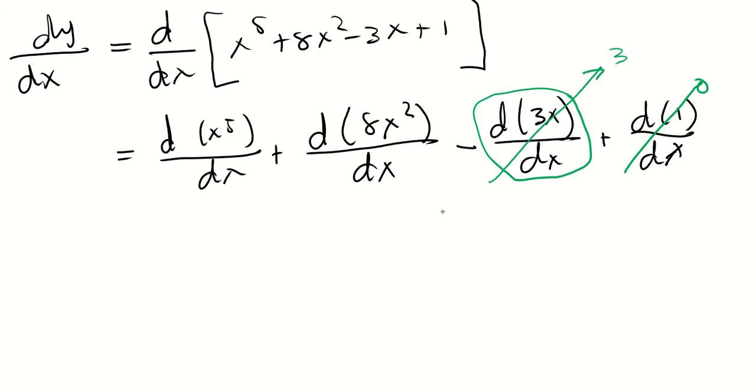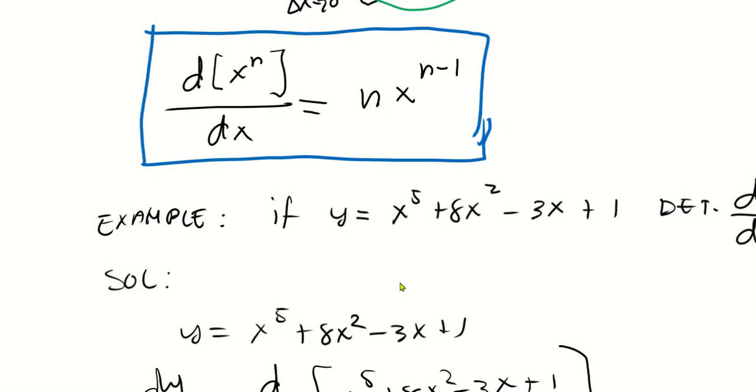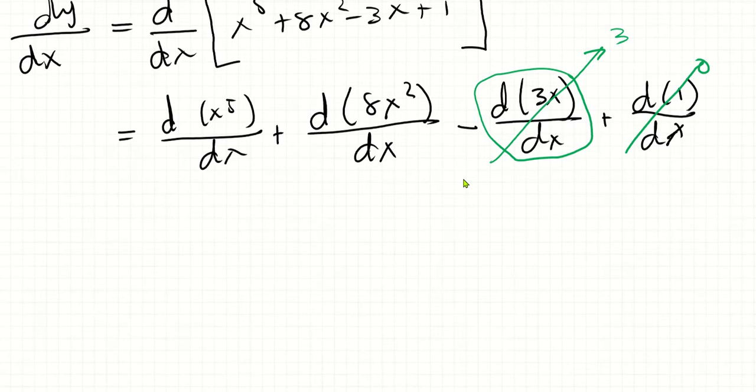Then the two parts here, we can apply the power rule. So what does the power rule say? The derived formula, x raised to n. You take the exponent, bring down the exponent, then you just subtract 1 from the original exponent. So for example, 8x squared.